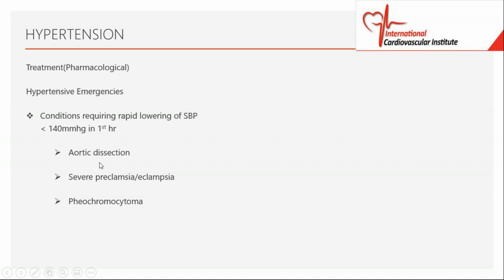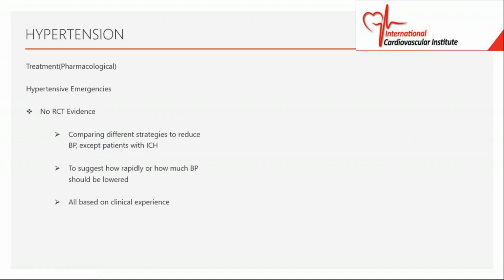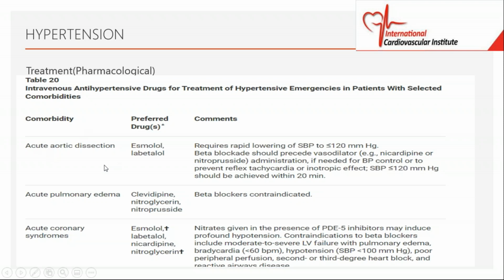There are certain conditions that require more aggressive treatment than others. Aortic dissection, severe preeclampsia or eclampsia, and pheochromocytoma. As we said, for these conditions, systolic blood pressure less than 140 in the first hour. Aortic dissection, however, you want to reduce that systolic blood pressure below 120 in the first hour. All right. So be careful. So again, aortic dissection.